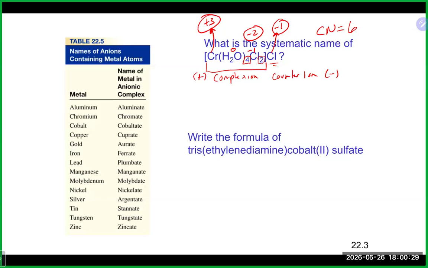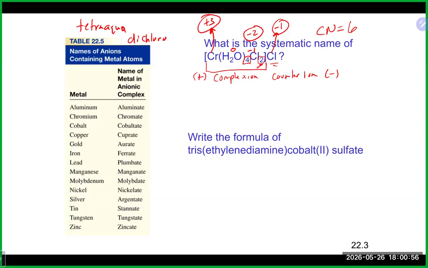So we're ready to put things together. We have 4 waters, so the prefix for 4 is tetra, and water is aquo or aqua, your choice. The prefix for 2 is di, and we have 2 chlorines, so that's dichloro. By the way, we do not use the prefix mono in this type of naming with the complex ion.